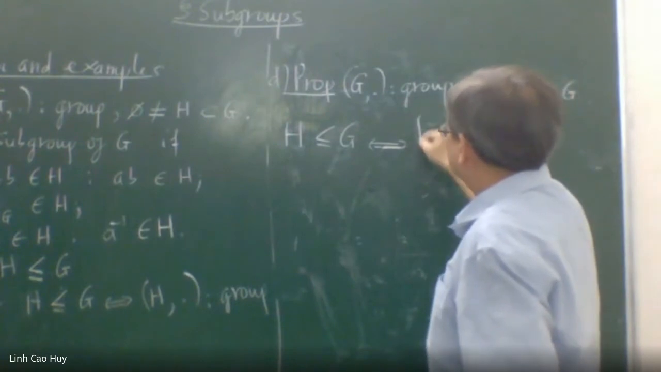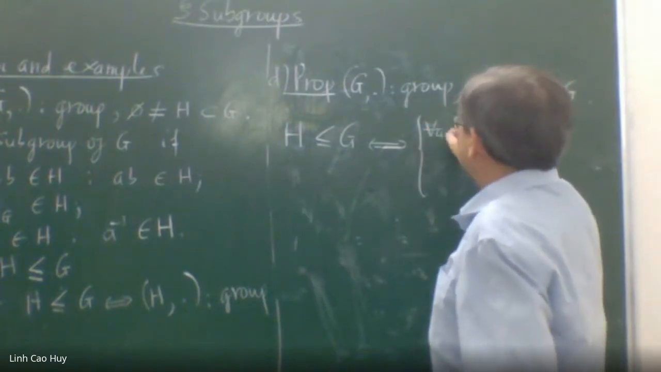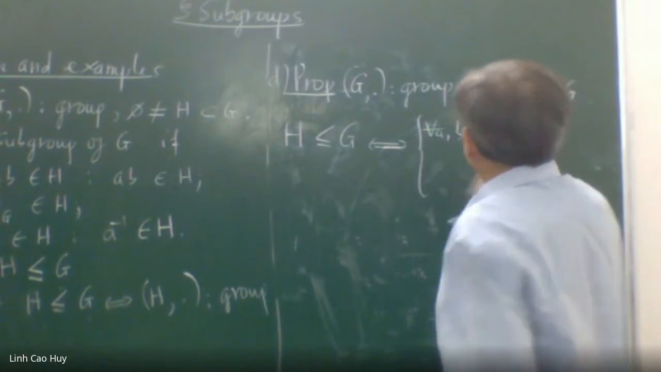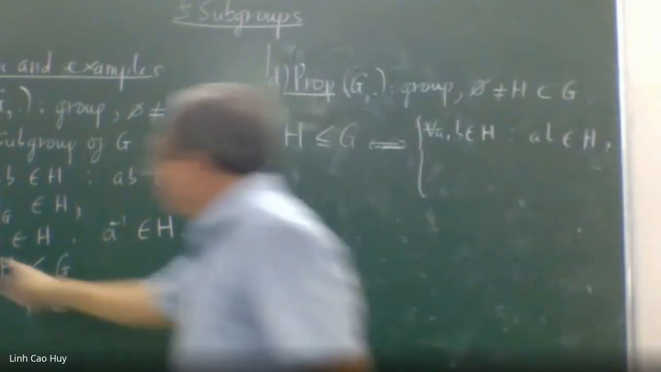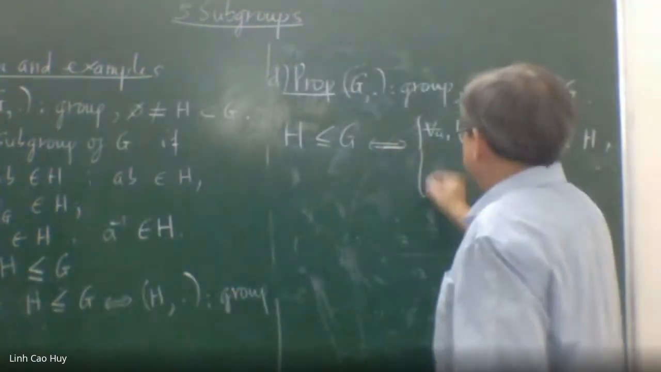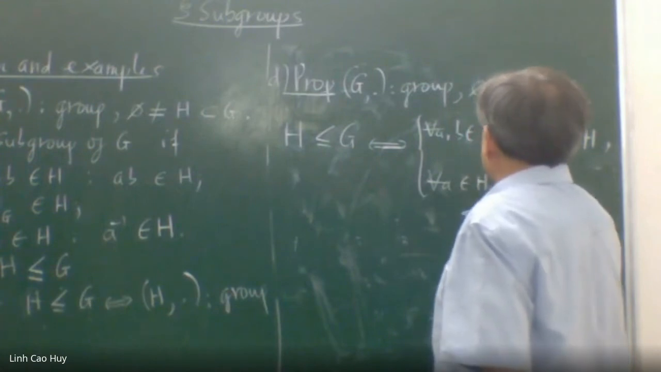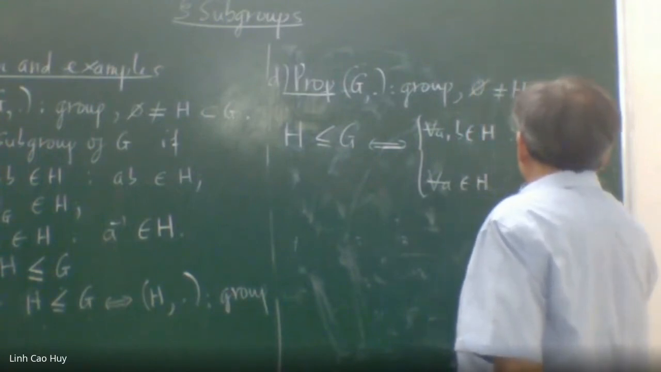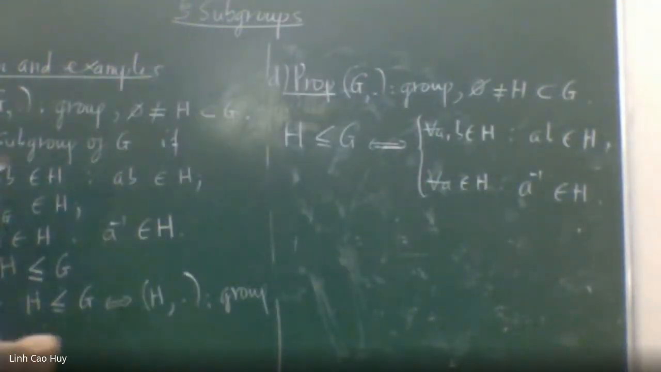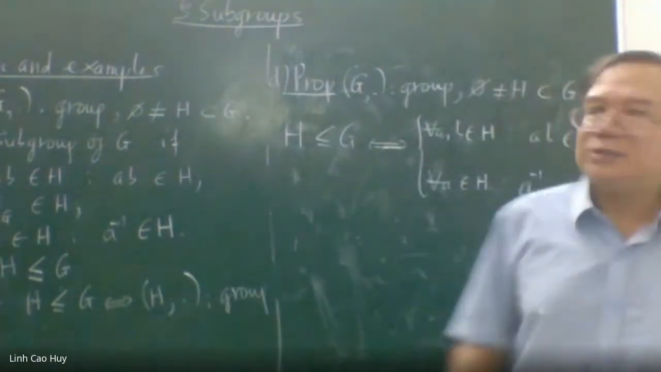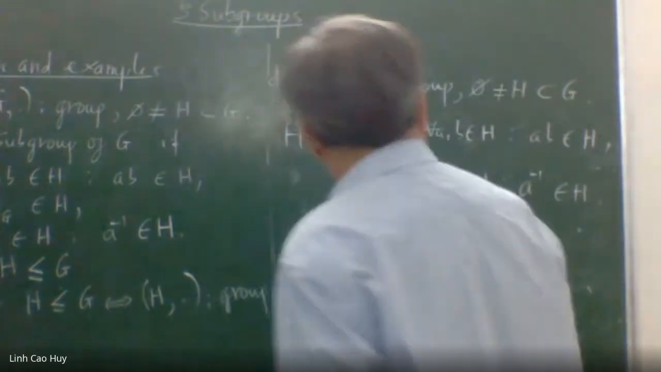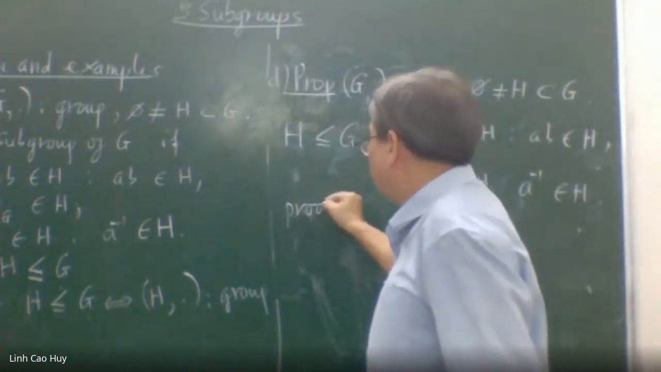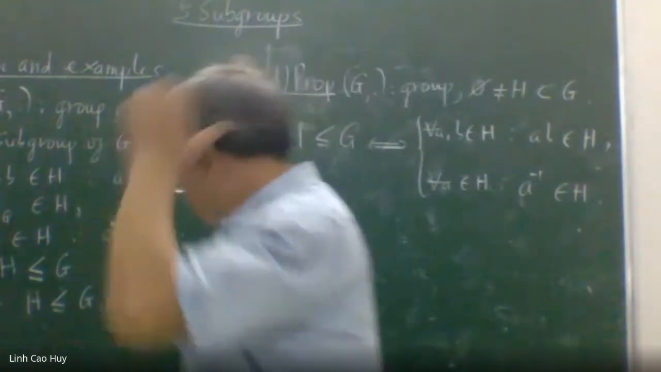The first one: for any a, b in H, we also have a times b in H. And the third one: for any a in H, the inverse of it is also in H. We can skip the second condition and we ensure that it is a subgroup of G. Okay? Now we need to prove the proposition.